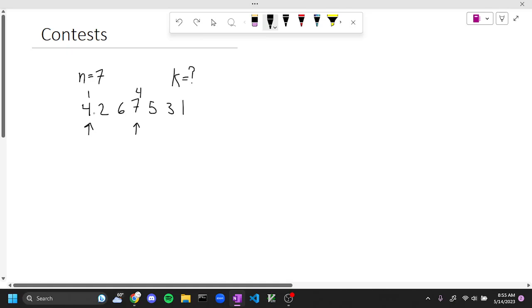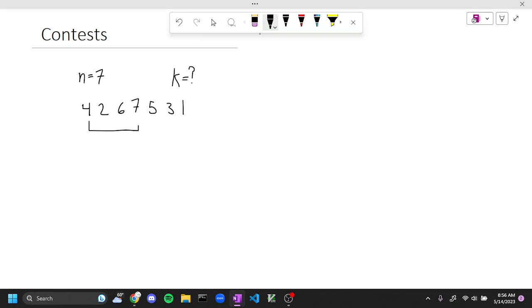Well, we know that for each element of the permutation, if k is a set number, it can only go k distance away. So 4 we know has to go into this index right here, right? So the distance is equal to 3, right? Because this is 1 jump, 2 jump, 3 jumps. So that's 3 total jumps. And it can't go anywhere else.